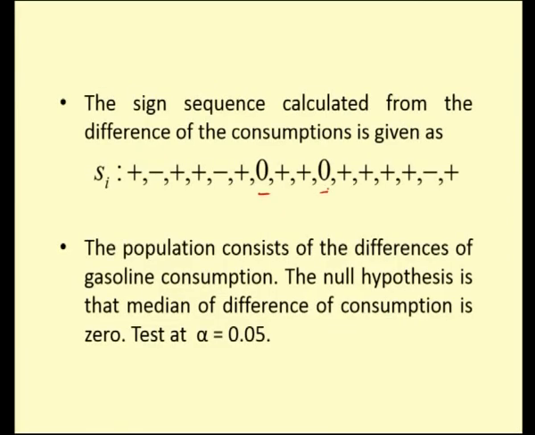So here the population consists of the difference of gasoline consumption, this is the difference. The null hypothesis is that the median of the difference of the consumption is 0. So here you want to test H naught such that eta is equal to 0 against not equal to 0, or greater than 0, or less than 0, whatever is your alternative, and you have to test at 5% level.